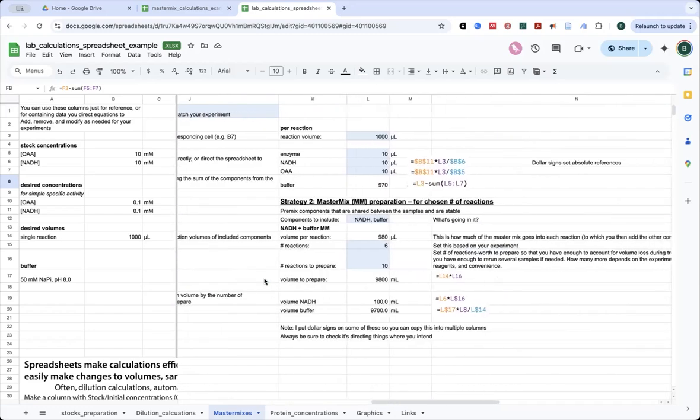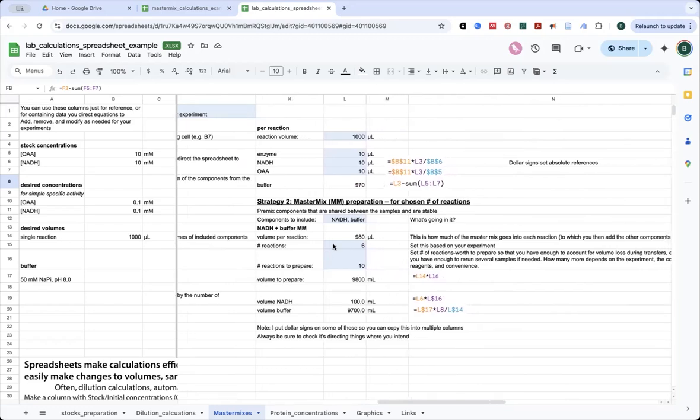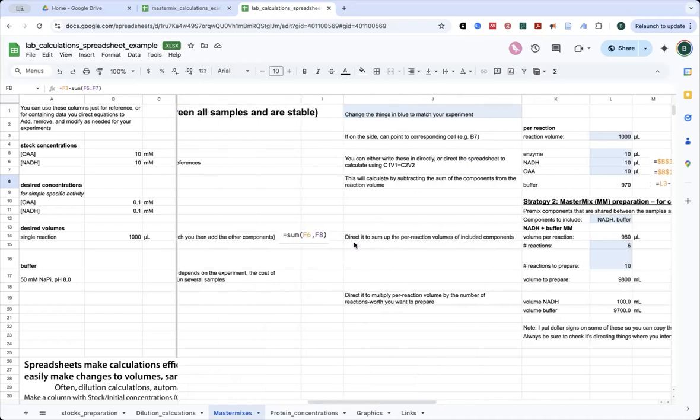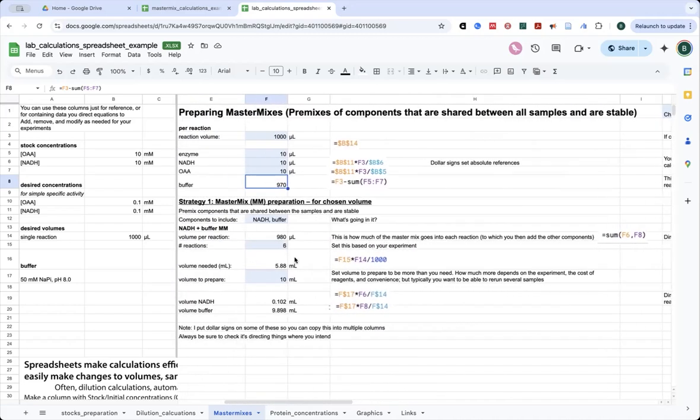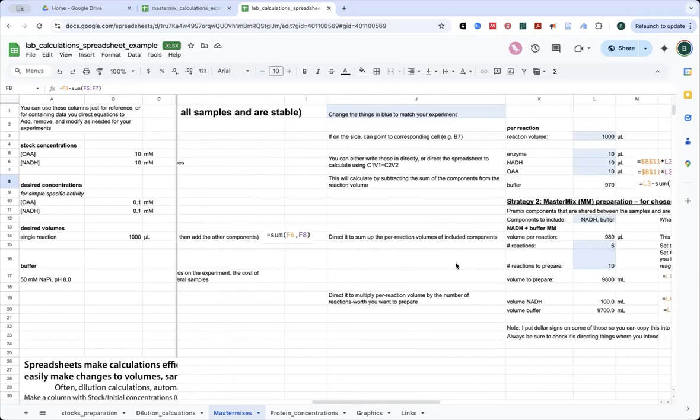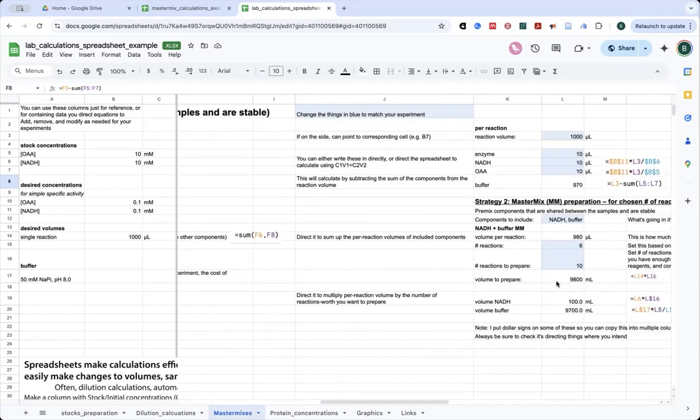Another strategy is to say, okay, I need this many reactions. I want to make this many reactions' worth so that I have enough for extra. And then I prepare by multiplying the volume per reaction by the number of reactions I want to prepare for. Both have their pluses and their minuses. Either way you're calculating so that you're making more than you need, but here it's based on how much volume you want to prepare, and here it's based on how many reactions' worth you want to prepare.